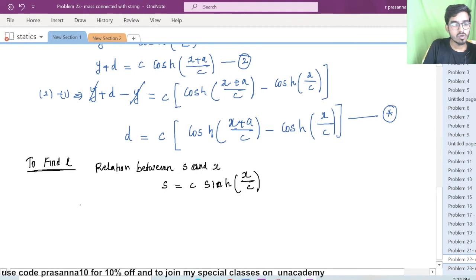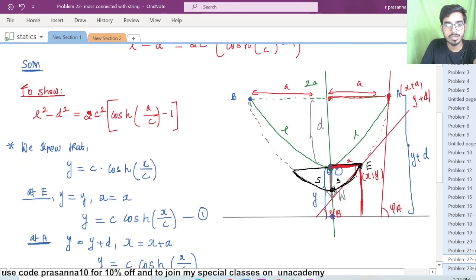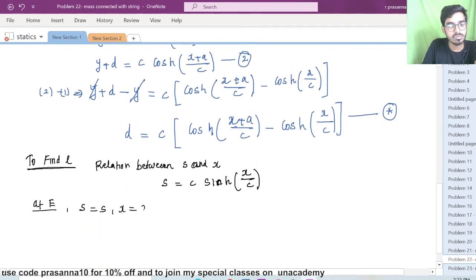So at E, what is s? s is s. s is the length from the lowest point to that point, and I also know it is equal to s. So at E, my s is s and x is the same as x. So my equation will be s is equal to c times sinh(x/c). Mark this as equation number 3.